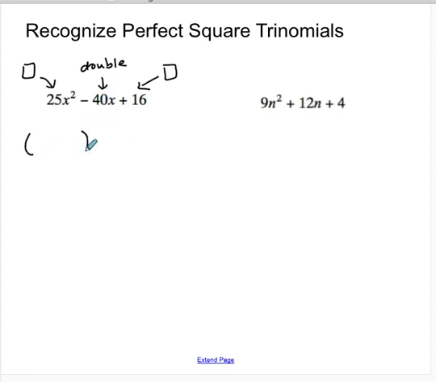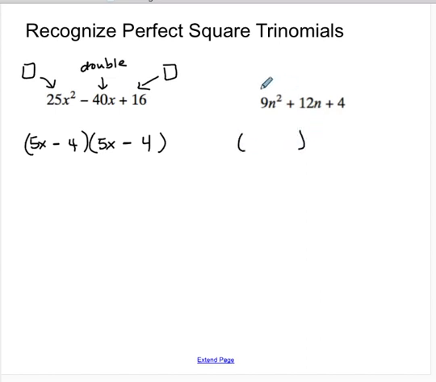So if you've got that, you just take the sign from the linear term, and that's the sign for both of your binomial pairs. And then you take the root of the first and the last term, so it's 5x minus 4 and 5x minus 4. And so if you multiplied those back together again, you get negative 20x and negative 20x, which doubles to negative 40x, so that's your linear term.